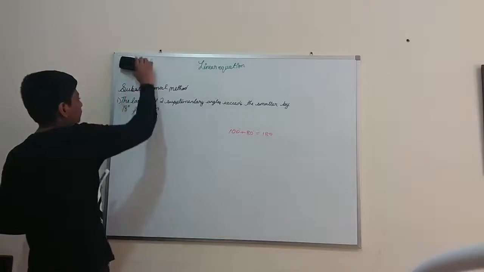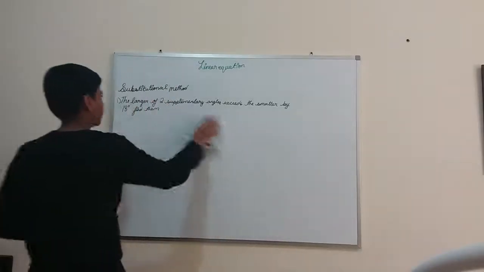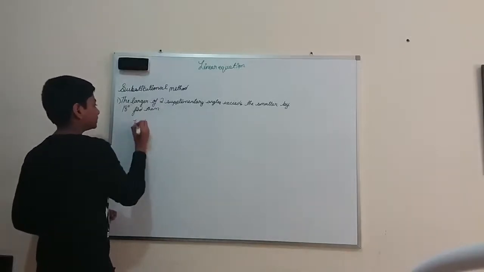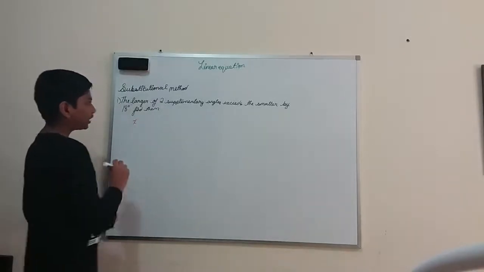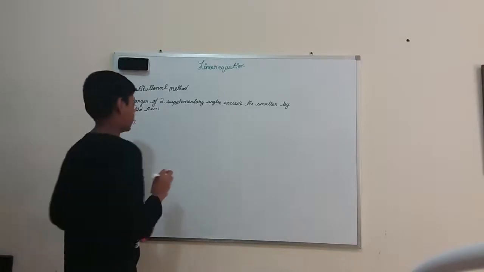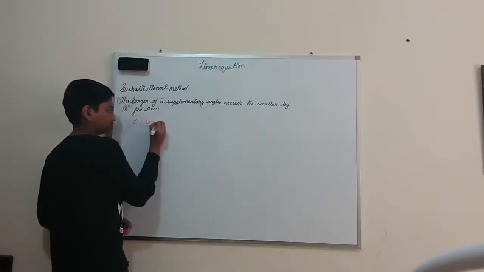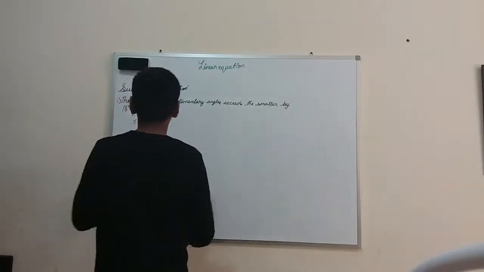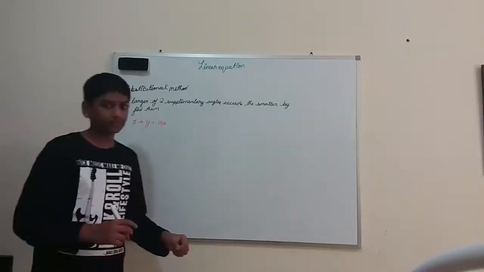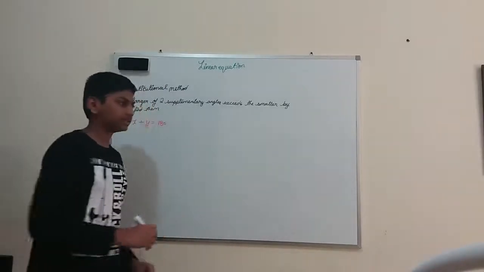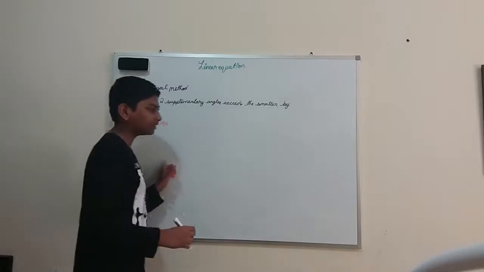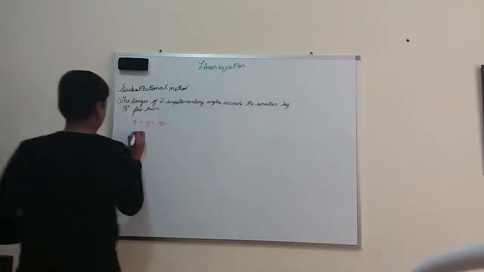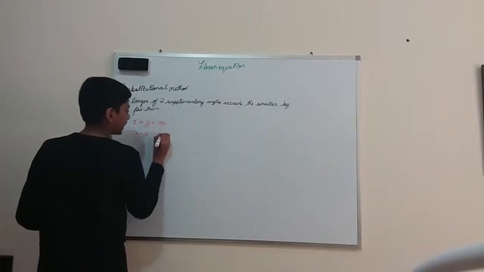What they told is there is one larger number and one smaller number. So we'll take the larger number as x and the smaller one as y. If we add them up, it should be supplementary, so x plus y is equal to 180 degrees. Now we got the first equation. Now the second one: the larger number exceeds the smaller number by 18 degrees. So the bigger number is greater than it by 18 degrees, so x minus y is equal to 18 degrees.